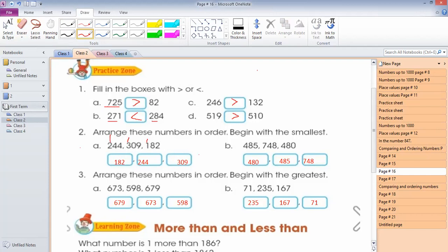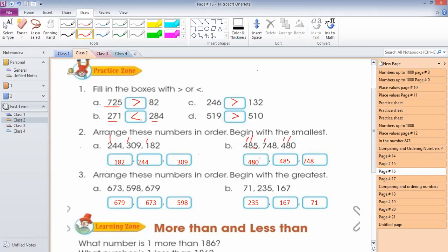Same here, guys. 485, 748 and 480. So 400 is less than 700 and there are two values with 400. So either you will write 485 first or 480 first. For that, you need to check out the tens. It is 8 and it is 8. 8 is also same on the tens place. Then you will check out the ones and compare that ones. So 5 and 0. Obviously 0 is less than 5. So we'll write 480 first, then 485 and then 748. This is how you arrange from smallest to largest.